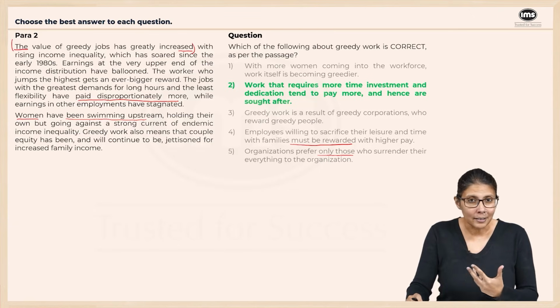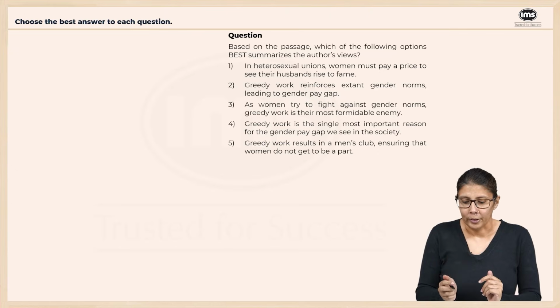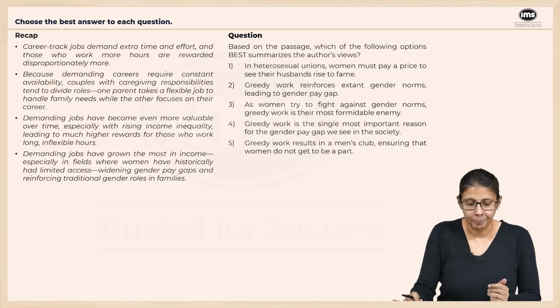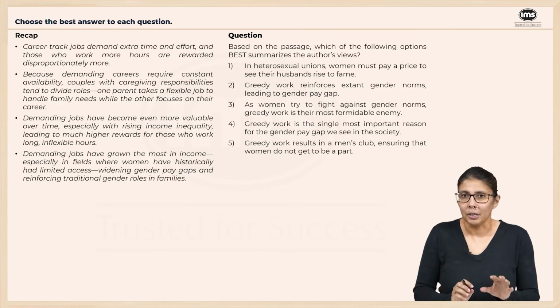Even if you're not very certain about the other options, I think it's still very easy to get to the answer. Now this seems to be a main idea question. Based on the passage, which of the following options best summarizes the author's views? So we are going to look at our thought flow. Now I'm not going to read it out obviously, but there should be a general sense that we are talking about the rise of greedy work and how it has led to certain consequences for women. So that's what I'm going to be looking for.